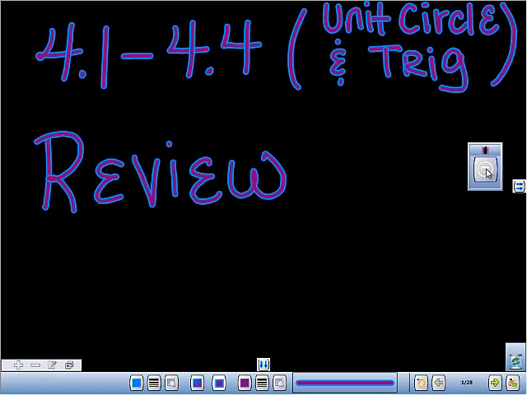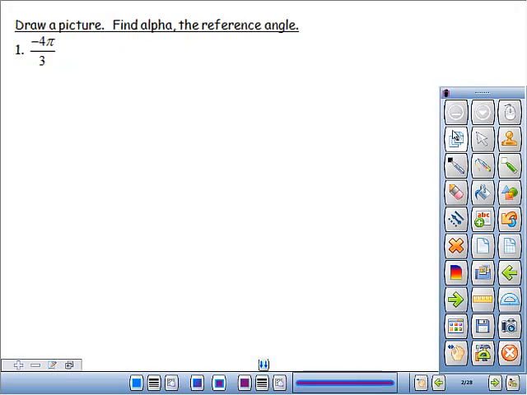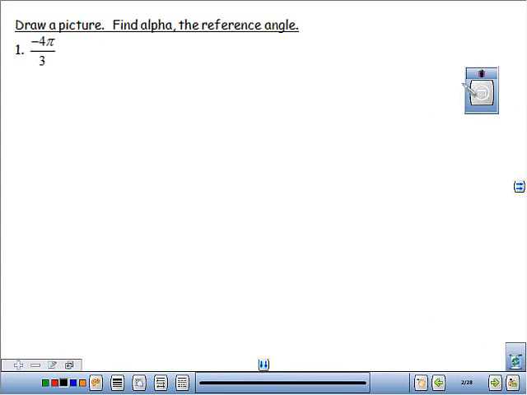Alright, I'm going to be going over the review for 4.1 to 4.4, which is our unit circle and trig units. For number 1, this section asks you to draw a picture and find the reference angle, which we call alpha. So for your picture, you're going to have your quadrants, your x and y axis, and you're going to need to figure out where the terminal side of your angle is. Remember, your initial side is the positive x-axis.